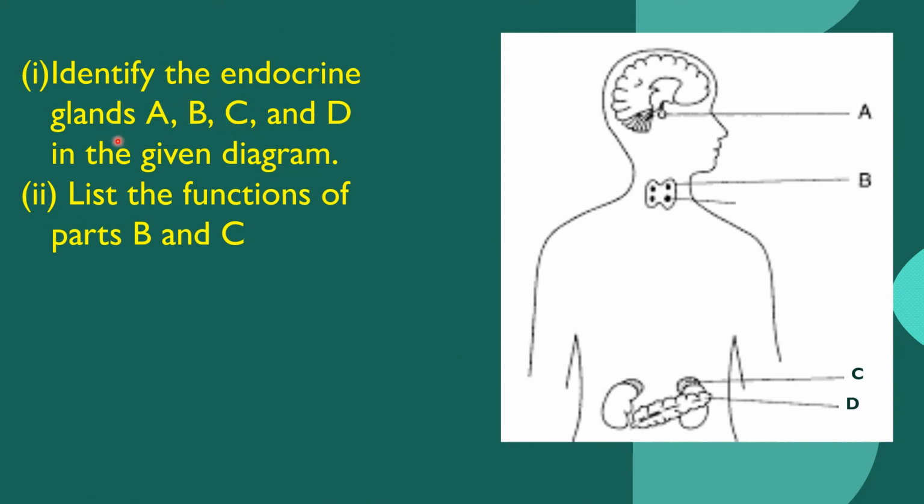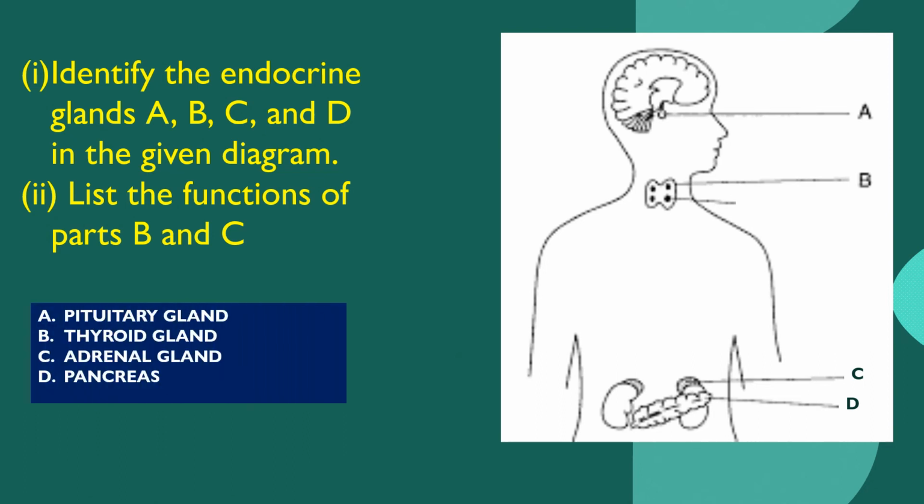Identify the endocrine glands A, B, C and D in the given diagram. A, pituitary gland. B, thyroid gland. C, adrenal gland. D, pancreas. Yes. The next question, list the functions of parts B and C. Yes, B is thyroid gland, C is adrenal gland.